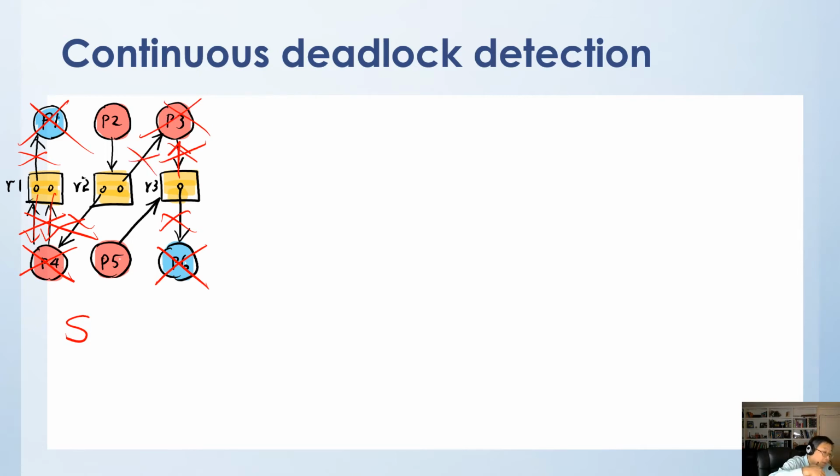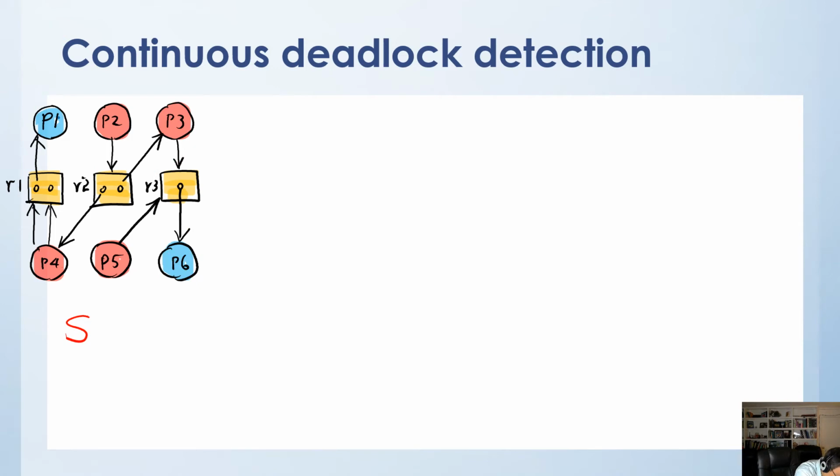If I continue to do this, eventually I'm going to be able to eliminate all the processes. So this graph is reducible, so it's not in the deadlock state. Okay, that's good.